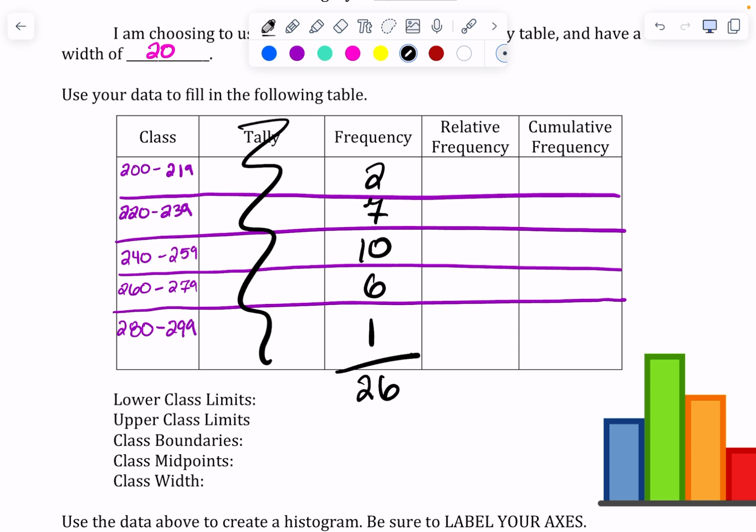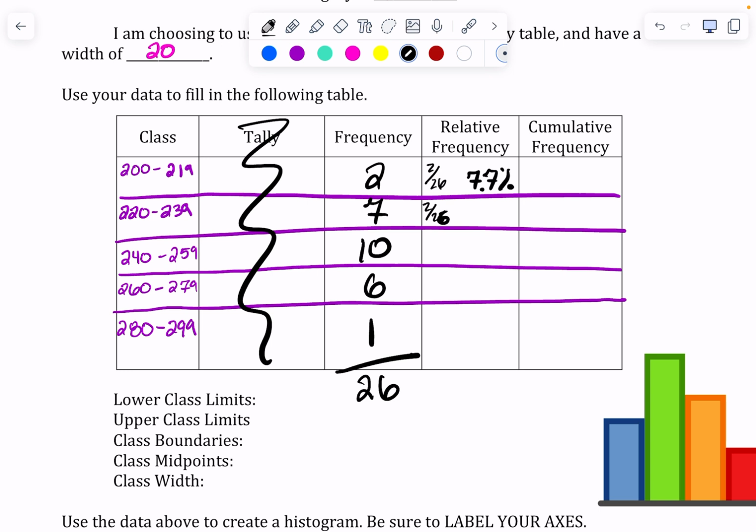2 out of 26. 7 out of 26. 2 out of 26, which doesn't come out nicely. If we had 25, that would be ideal, right? Because then I could just multiply by 4. So it's not going to be nice. Okay, what is 2 out of 26? 7.7%. Okay.